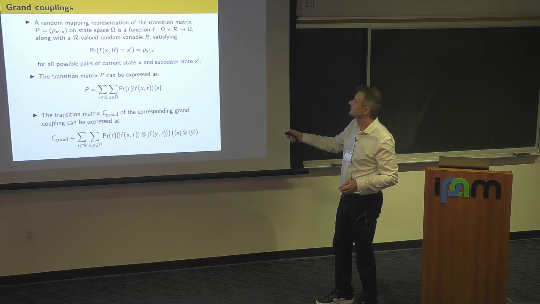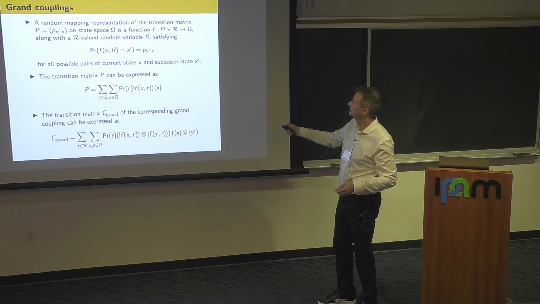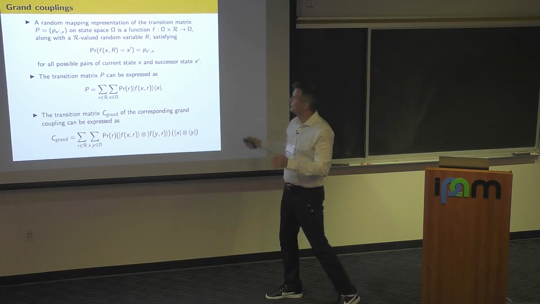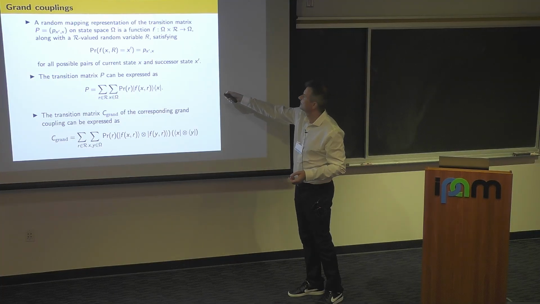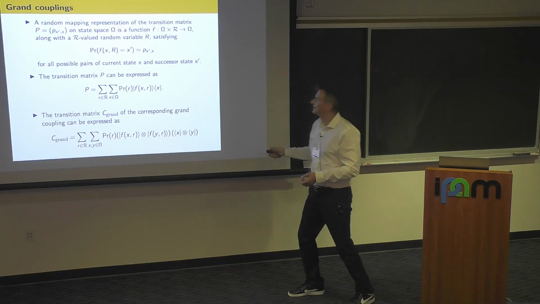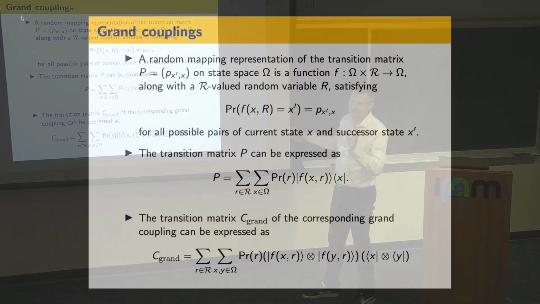So a random mapping representation of a transition matrix is a function that acts on the state space, and here this calligraphic R is just some domain, and you have a random variable such that this equality here holds. But this looks unnecessarily complicated.